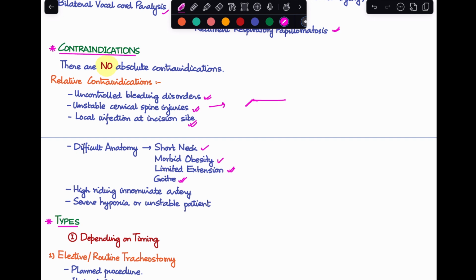And lastly, if there is any high riding innominate artery or severe hypoxia or a very unstable patient, these will all act as causes of relative contraindication to perform tracheostomy.